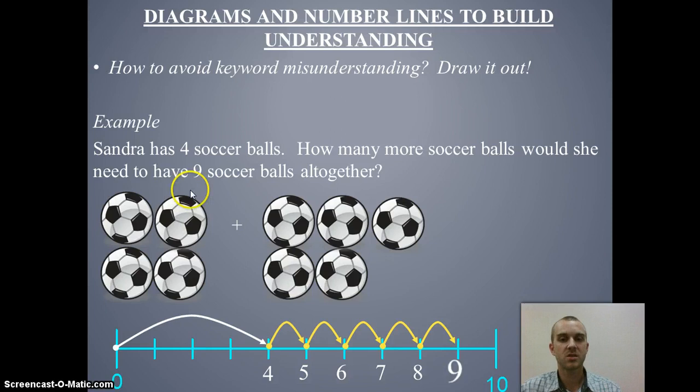We got to 9 balls, and now we can see, well, how many balls do we have to add? We had to add 5 more. Or you can see the yellow lines, there's 5 yellow lines, so that would be how many balls we have to add.